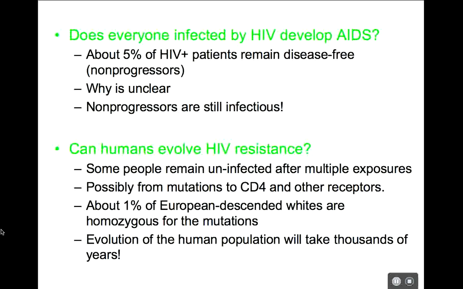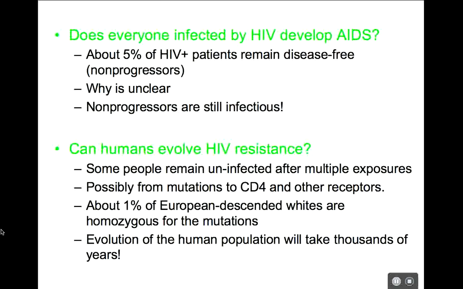Question: are these people who have multiple exposures but never get infected, are they contagious for HIV? No, because they never get it. They are exposed, but they never actually become HIV positive, so they are not infectious to other people.